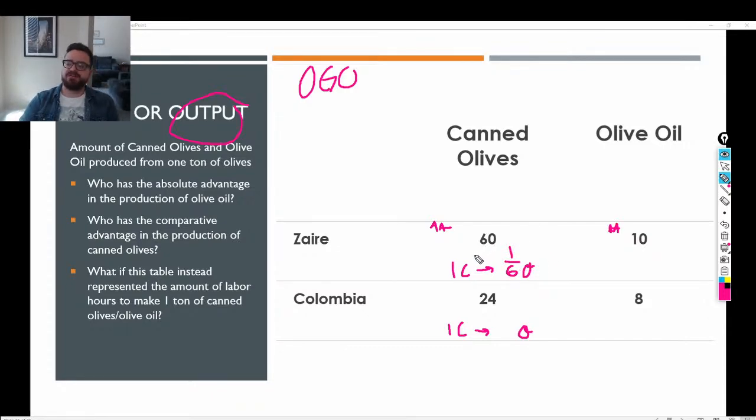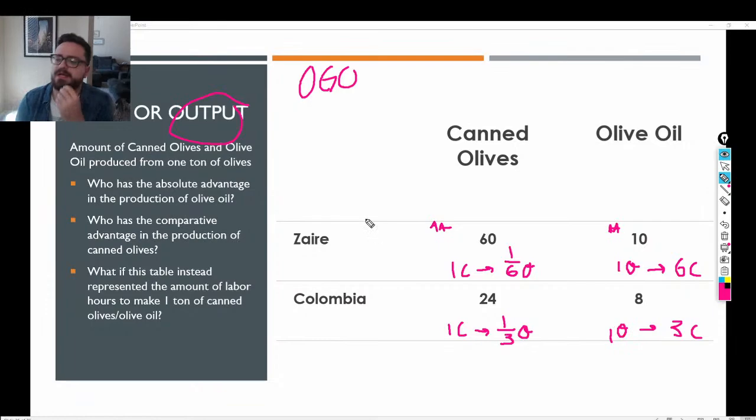Every time they make one thing of canned olives, they could have made a 6th of a thing of olive oil. For this one, other goes over, 8 over 24 is a 3rd. Apologies for whatever's going on outside my apartment. And then for these, same thing. Got to do it this way also. Got to figure out for every olive oil how many canned olives they're giving up. I still do other goes over. Take the other column's number, 60. It goes over this column's number, 10. 60 over 10 is 6. 24 over 8 is 3. Things that are shortcuts, these are reciprocals of each other, so that saves you time.